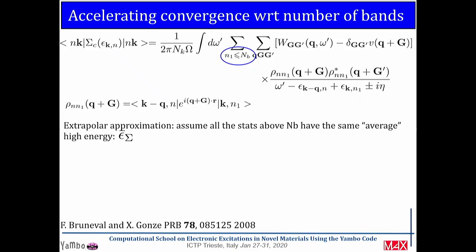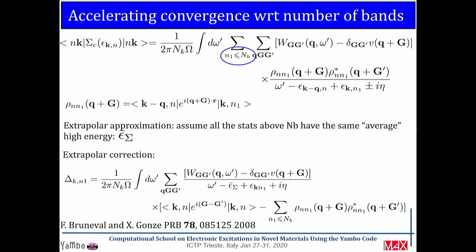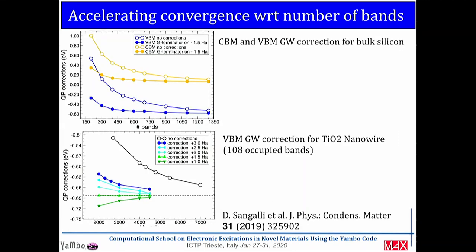Making this approximation, now we can exchange here the order of the summation, and we can calculate here what is missing from the summations, and so we can correct the value we obtained summing up to NB with these corrections, and as you can see here, this accelerates a lot the convergence with respect to the empty bands entering in our calculation.